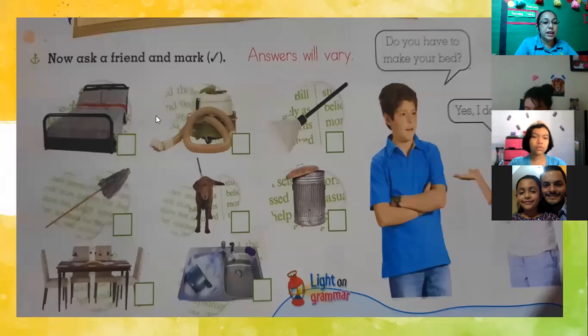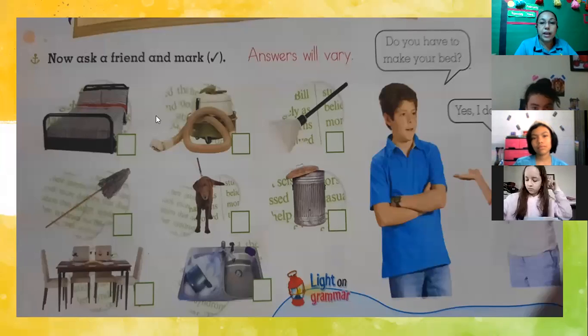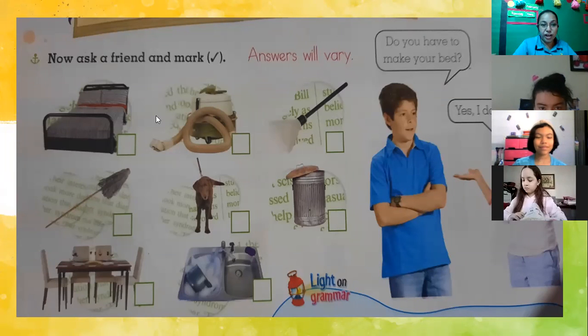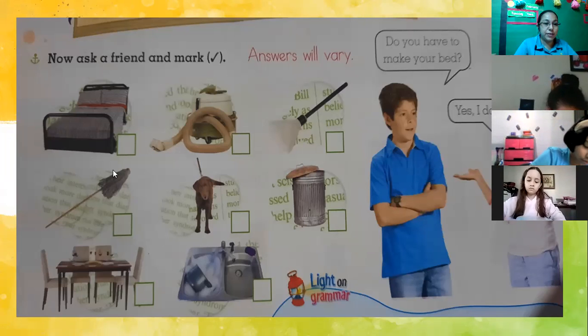So let's start. Ivania Mejia and Daniela Marin. Ivania, you ask, and Daniela, you answer. Remember, you can use different expressions that we learned yesterday, part of the vocabulary. Okay, Ivania, ask Daniela Marin. Do you have to make your bed? Yes, I do. Okay, excellent. And you write a check in the image that you have next to the boy and the girl, according to the answer. Thank you very much.